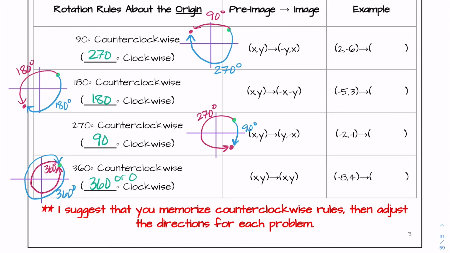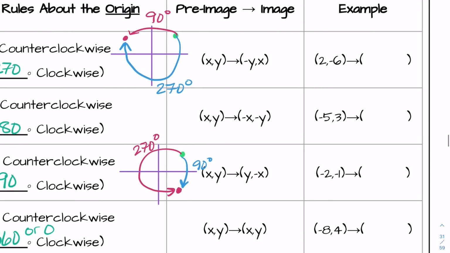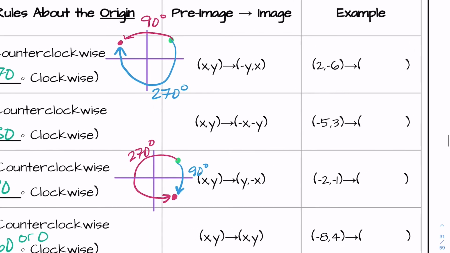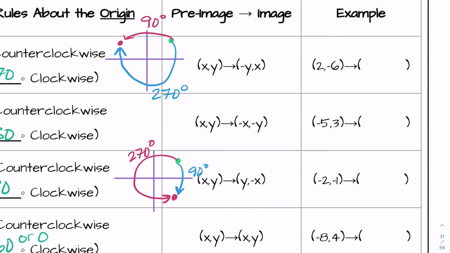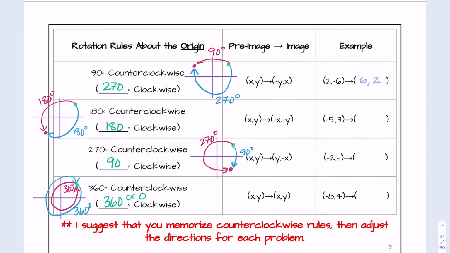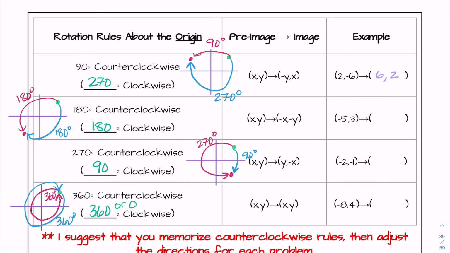Okay, so here are the rules for a rotation that goes 90 degrees. What happens is X's and Y's switch, but the Y becomes opposite. And that's just the rule, because if we have 2 comma negative 6, where does that end up? That ends up at 6 comma 2. So your X and Y coordinates will switch, and then the Y will become opposite for a 90 degrees counterclockwise rotation.